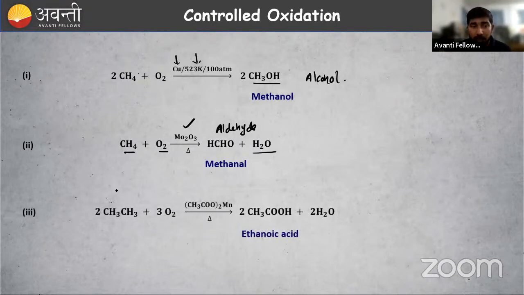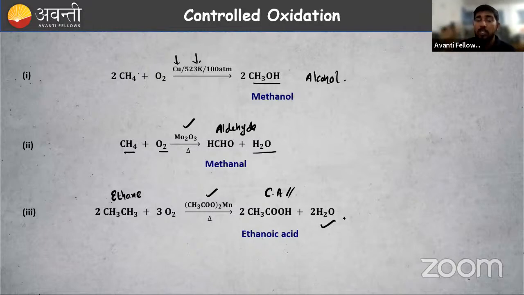Here I have ethane present. Ethane reacts with oxygen. This is controlled oxygen. If it is normal oxidation or our combustion reaction, then carbon dioxide and water will be formed. Here what is formed? Ethanoic acid. So a carboxylic acid is formed here. The conditions are different. Here I'm heating it. CH3COOH, manganese is present, right? Then water is also obtained. So ethanoic acid is the product formed here. So different conditions give different products.